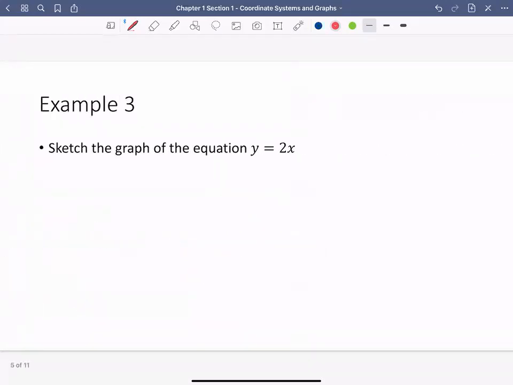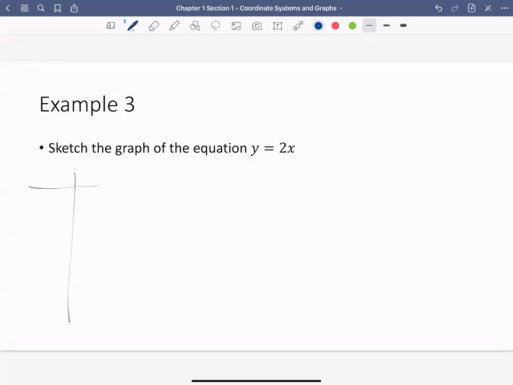Next, if I just said sketch the graph of the equation y equals 2x, and you say, hey, I don't know how to graph. Well, what could you do? All an equation is, the x and y's represent points on that line. So if you don't remember how to graph it, just create some points.